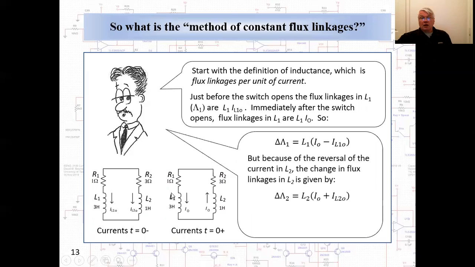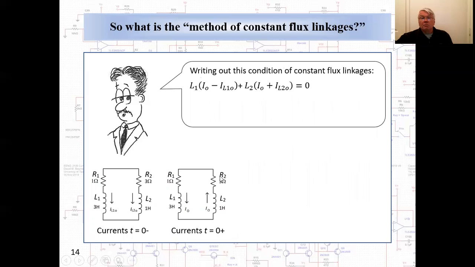But now let's take a look at L2. Look at the distinction here between L1 and L2. You notice that the current in L2 has reverse direction. So the change in flux linkages in L2 is L2 times I0, the initial value of the circulating current, plus IL2(0), that is the initial value of current in L2 before the switch opened. Constant flux linkages require that these sum to 0. And so if we write out the condition for constant flux linkages, we get this relationship. And from this, we calculate the initial value of the circulating current.